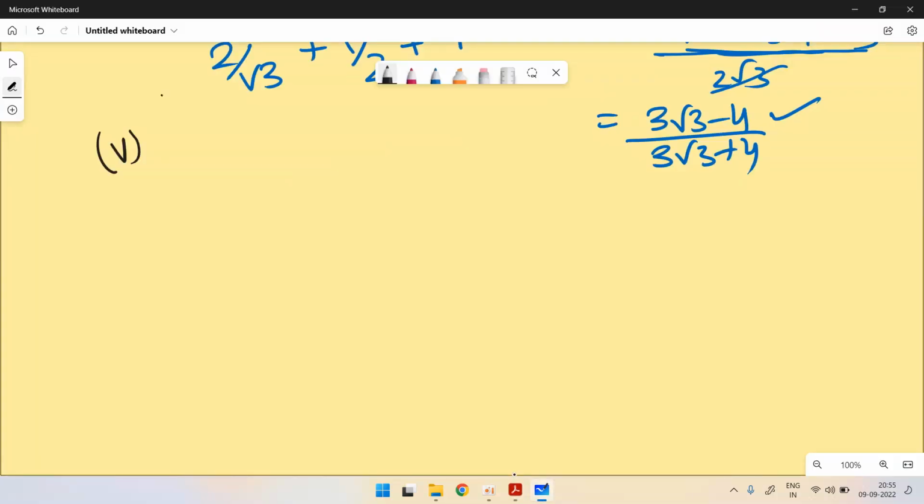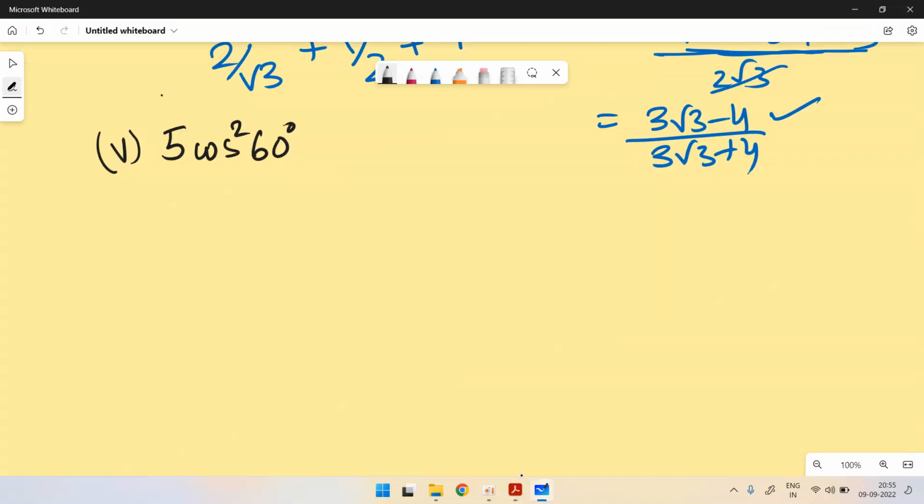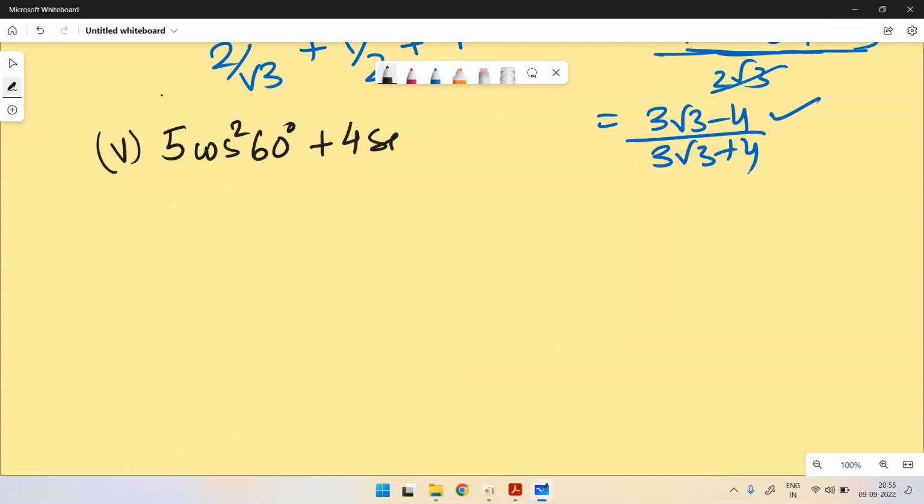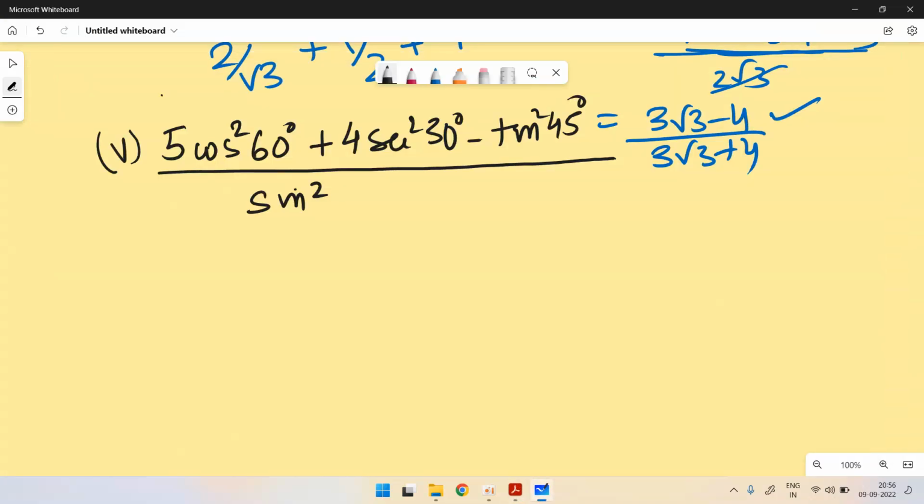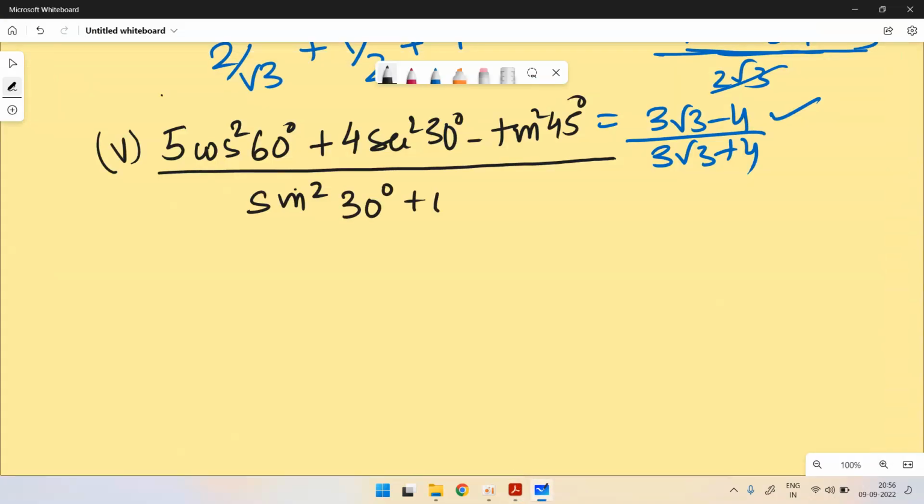5 cos square 60 degree plus 4 secant square 30 degree minus tan square 45 degree, divided by sin square 30 degree plus cos square 30 degree.